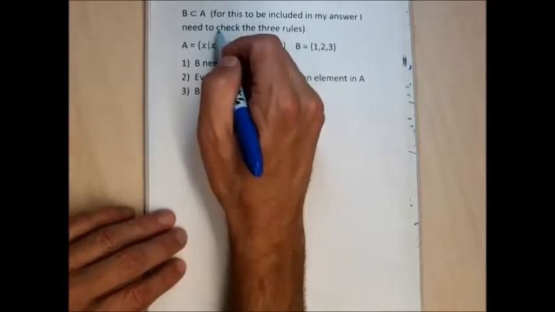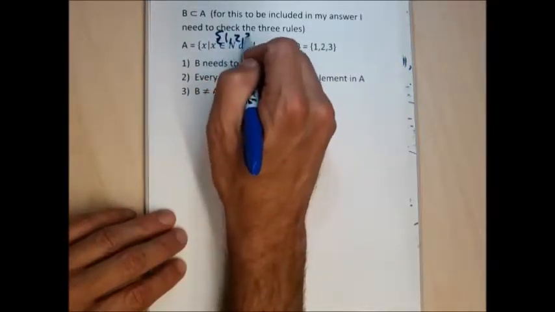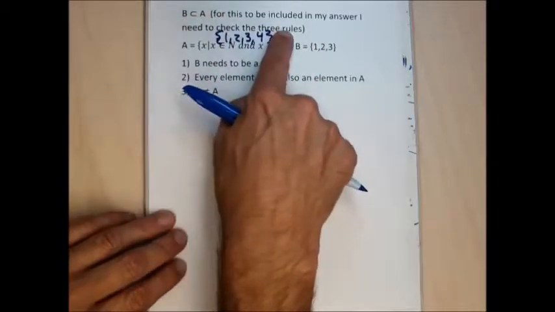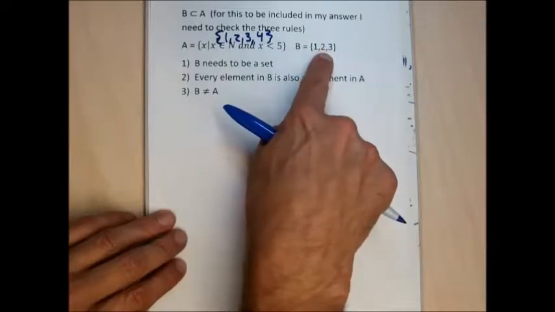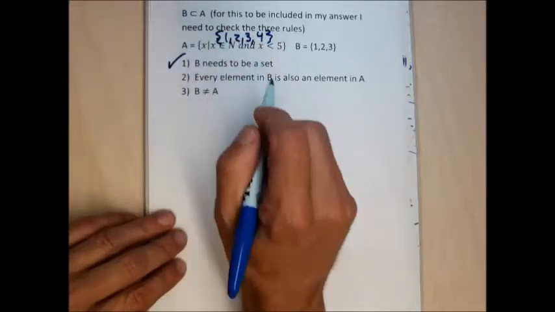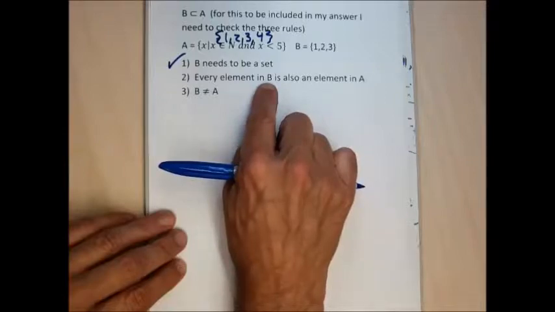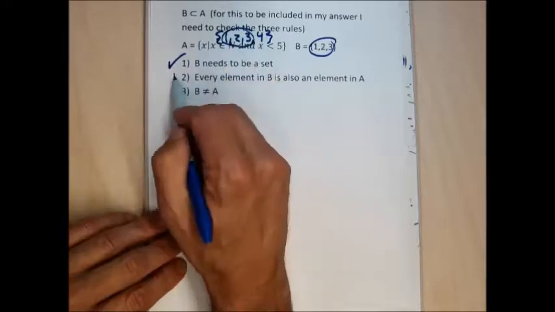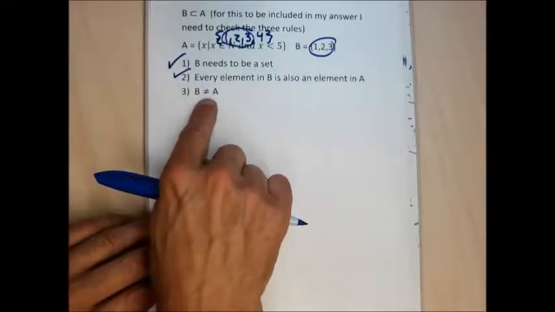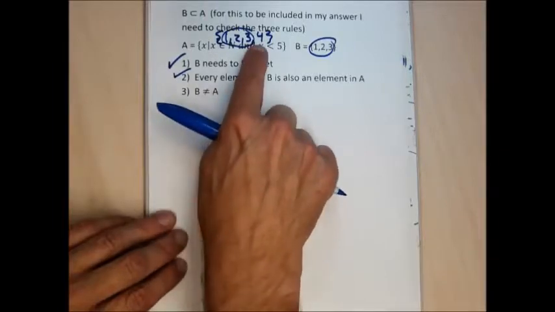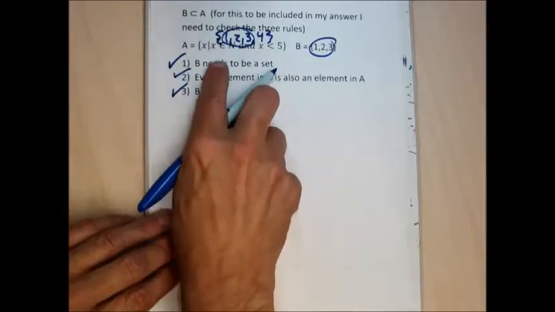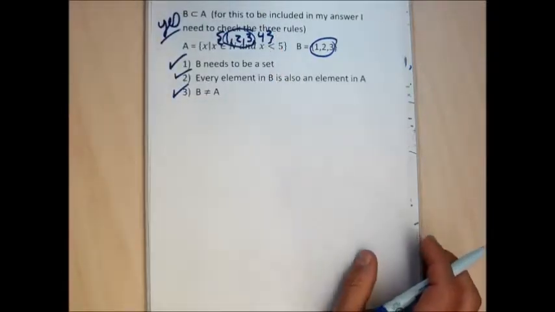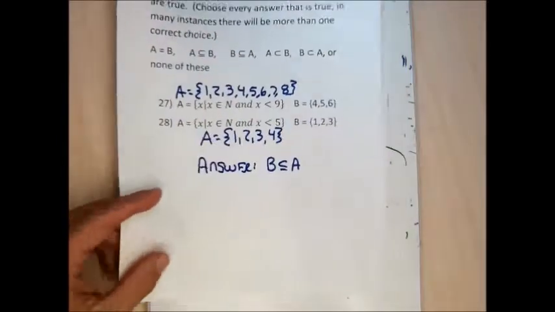Last one I need to check, and again I'm rewriting A down in its roster form. So for B to be a proper subset of A, there are three rules that need to be satisfied. The first rule is B needs to be a set. It's in set braces, so it's a set. Second rule, all three elements in B, 1, 2, and 3, also have to be in set A, which they are, so I'll put a big check there. Last rule for proper subset is the sets can't be equal. They're not equal because A has that 4 in it. So all three rules of being a proper subset are satisfied. So I'm going to put a big yes for that, and I'm going to include B as a proper subset of A in my answer.